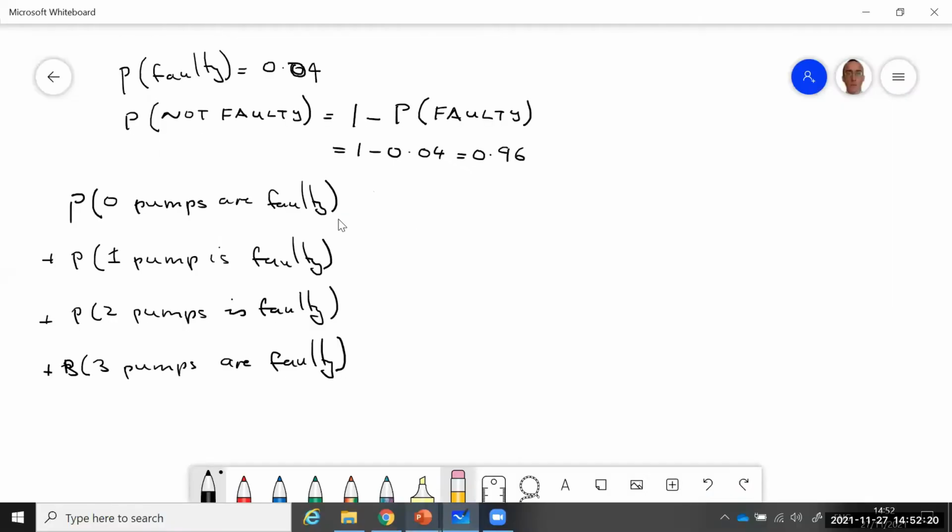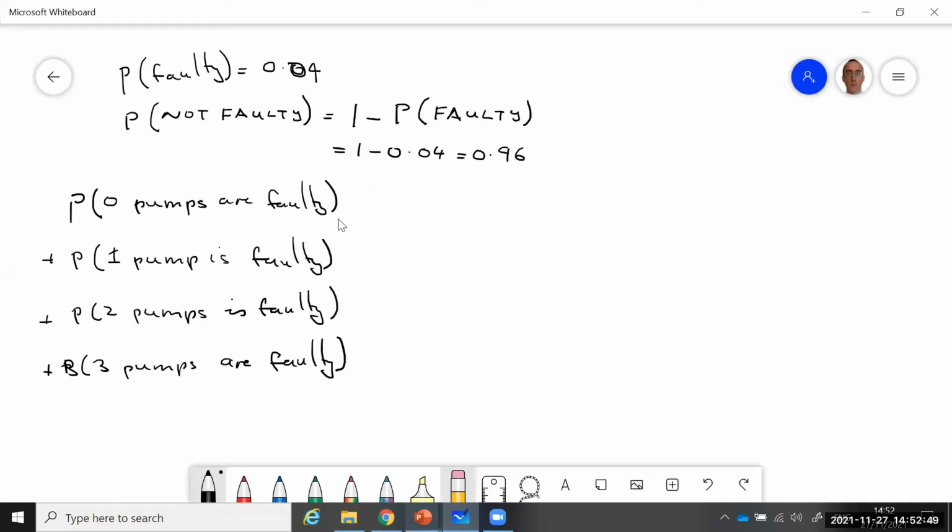We can't go to 4 pumps being faulty, for example, because it says no more than 3 pumps are faulty. And the concept of no more than 3 pumps being faulty is made up of 0 pumps faulty, plus 1 pump faulty, plus 2 pumps faulty, plus 3 pumps faulty. And these are mutually exclusive events. We can't have 0 pumps faulty and 1 pump faulty at the same time, so we add the individual probabilities.